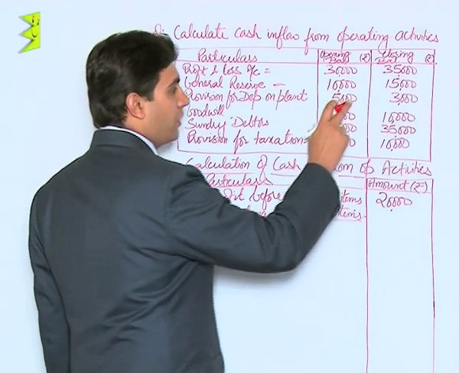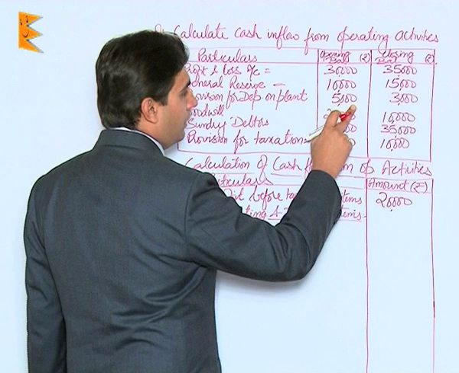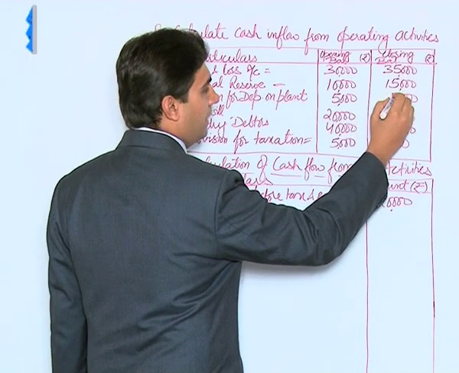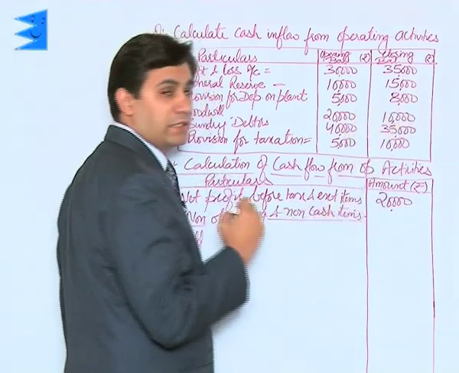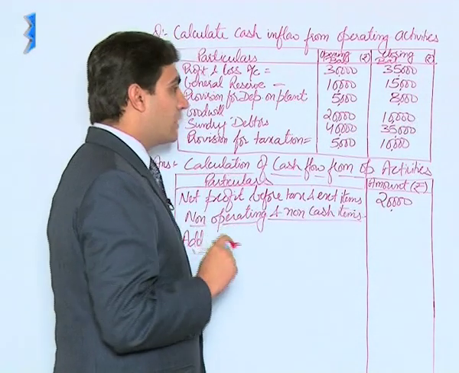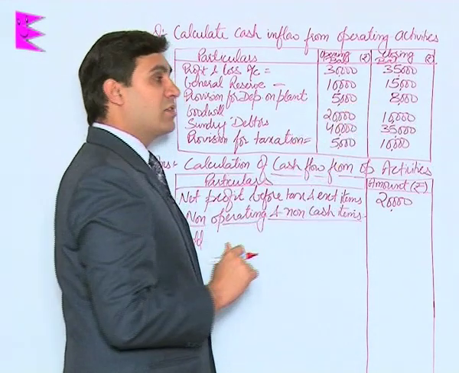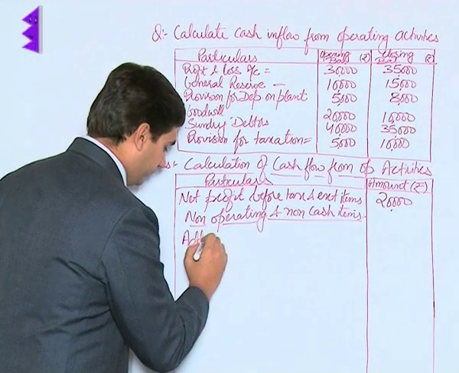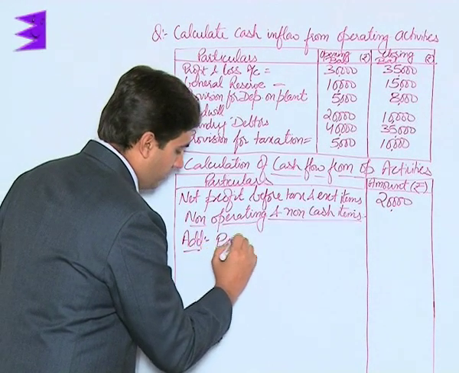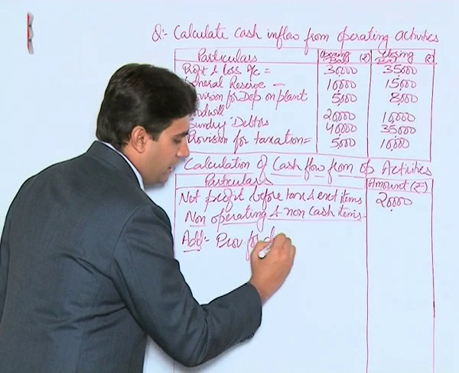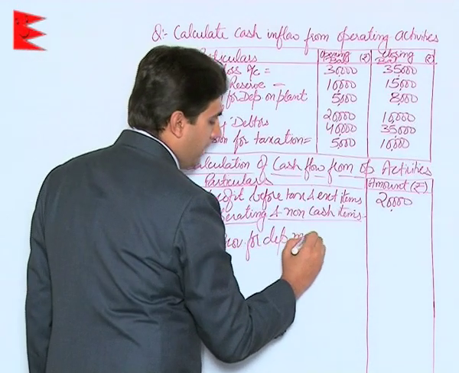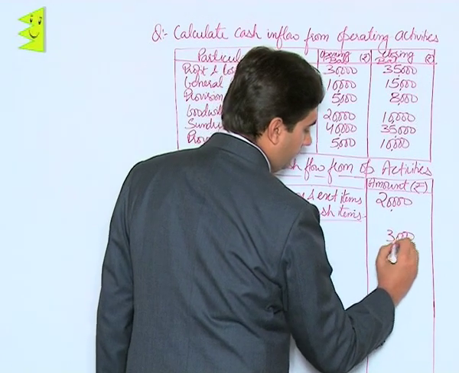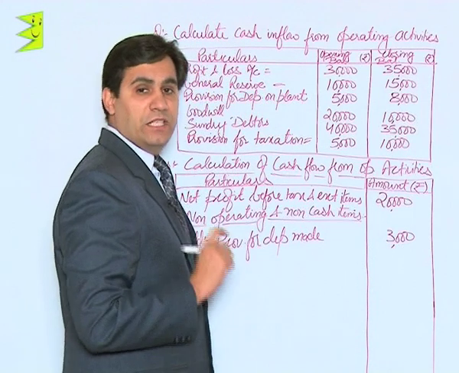The previous year figure was 5,000 and the current year figure is 8,000. Let me correct this figure. This is 8,000. So now students, that means additional depreciation has been provided to the extent of 3,000. Add provision for depreciation made during the year, that is rupees 3,000.